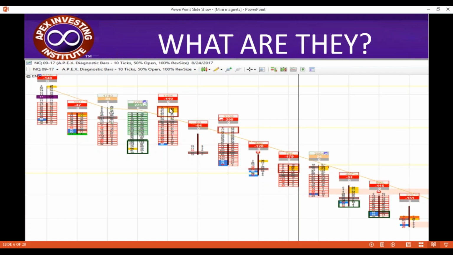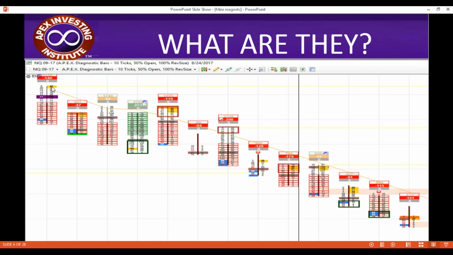Right here, you've got 0 and 7. Right here, we've got 5 and 32. There's a yellow line. There's a mini magnet. Over here, 10 and 57. There's a mini magnet. Okay? So when you have a number on one side and a 0 on the other at the top of that wick, you're not going to have a mini magnet.